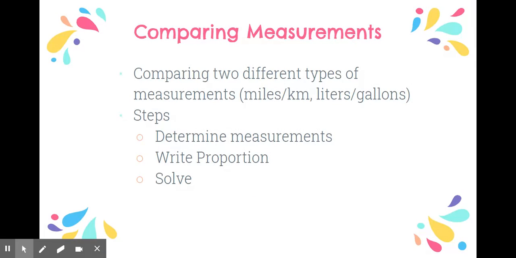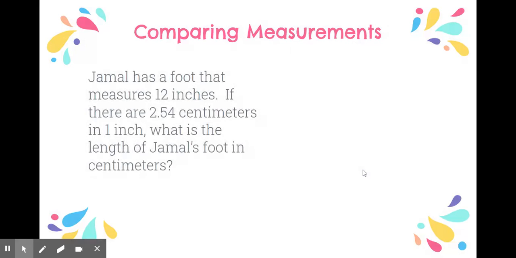We went over this a little bit when we did our proportions unit and a couple of our other units, but it comes back into play in this unit, so we're going to talk about it a little bit more. This is when we compare two different types of measurements, like miles to kilometers or liters to gallons, things like that. The first thing you want to do is determine what measurements we are using. Are we using miles and kilometers? Are we using inches and centimeters? Which two measurements are we including? Then we write our proportion and we solve, just like we would any other proportion.